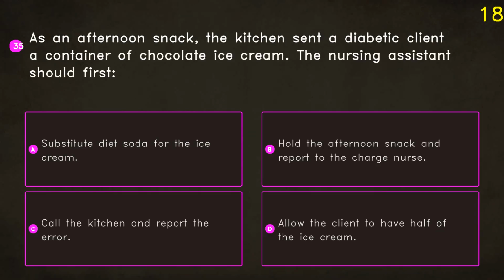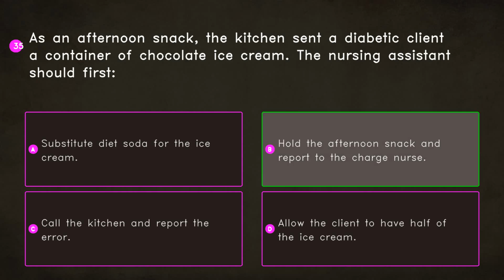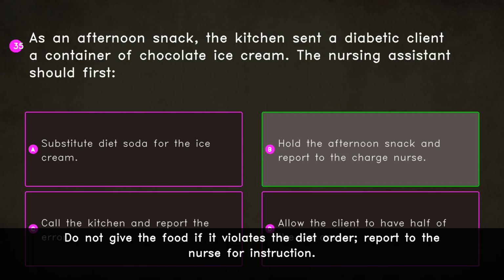Question 35. As an afternoon snack, the kitchen sent a diabetic client a container of chocolate ice cream. The nursing assistant should first A. substitute diet soda for the ice cream. B. hold the afternoon snack and report to the charge nurse. C. call the kitchen and report the error. D. allow the client to have half of the ice cream. The correct answer is hold the afternoon snack and report to the charge nurse. Do not give the food if it violates the diet order. Report to the nurse for instruction.